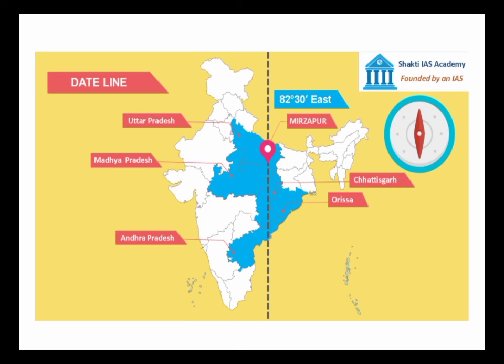So when the sun is overhead in Mirzapur, it is 12 noon in Mirzapur, and it is assumed to be 12 noon everywhere in every state of India, even if the sun is not overhead in other states.